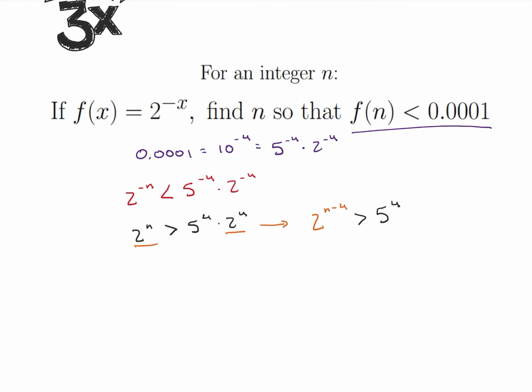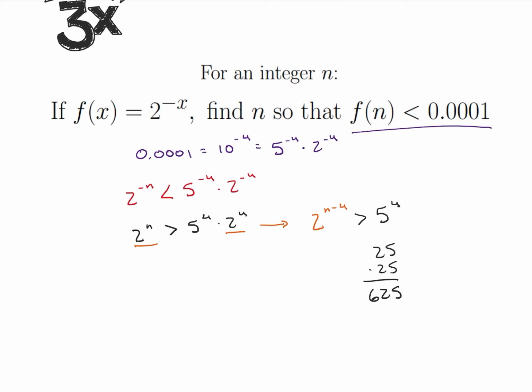So what is 5 to the fourth? So 5 to the fourth is 25 times 25. 25 times 25 is 625. So I want 2 to the n minus 4 to be greater than 5 to the fourth.